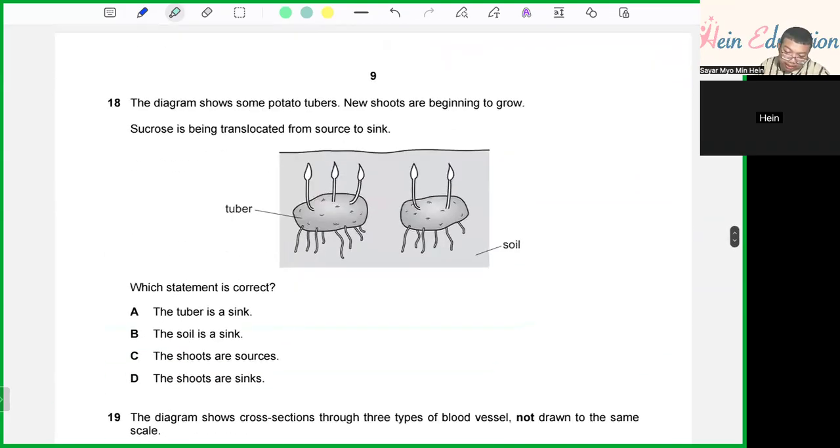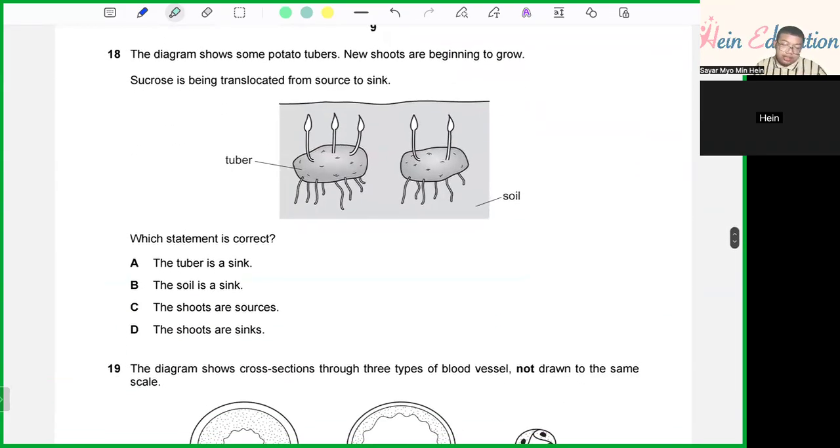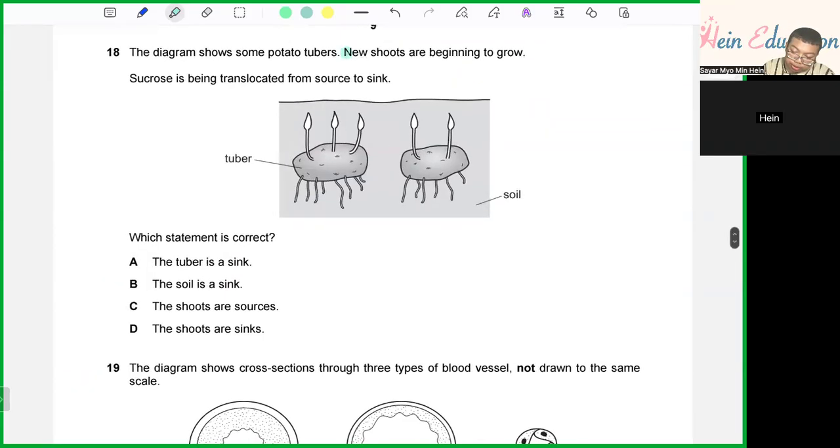And for number 18, it's about translocation. They give you a diagram of potato tubers, and this is when the new shoots are beginning to grow. So there's already a hint given. Which statement is correct? In this case, as I can see from the diagram, the tuber would be the source and the shoots will be the sink.